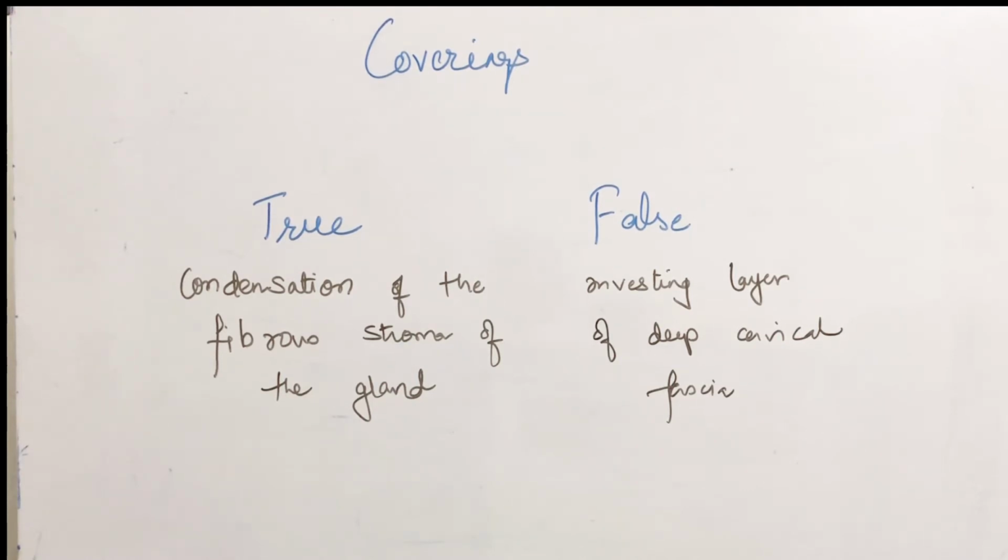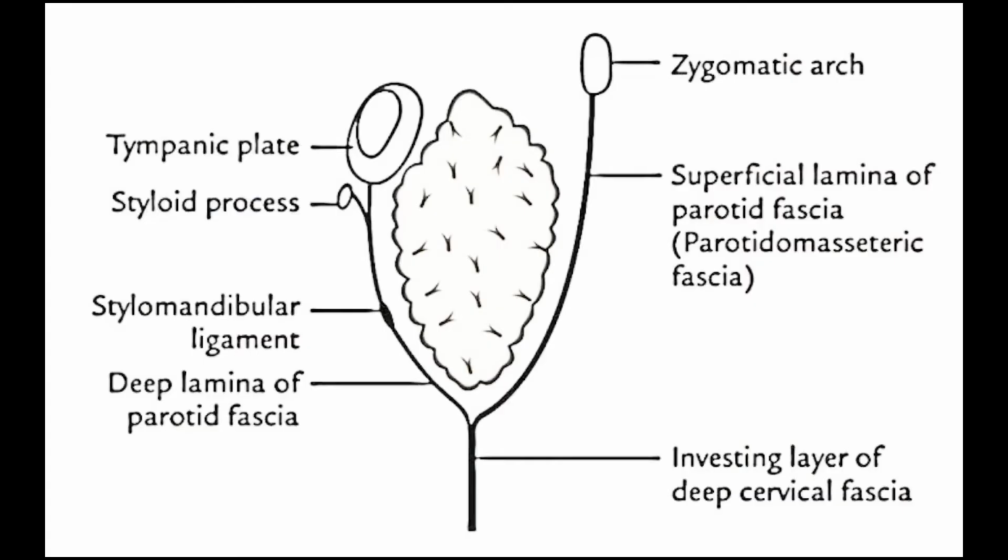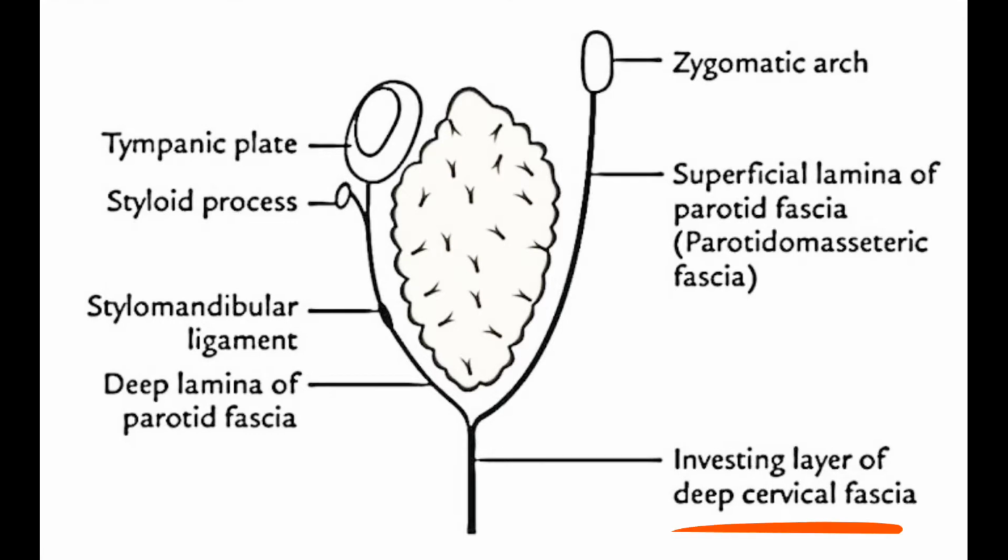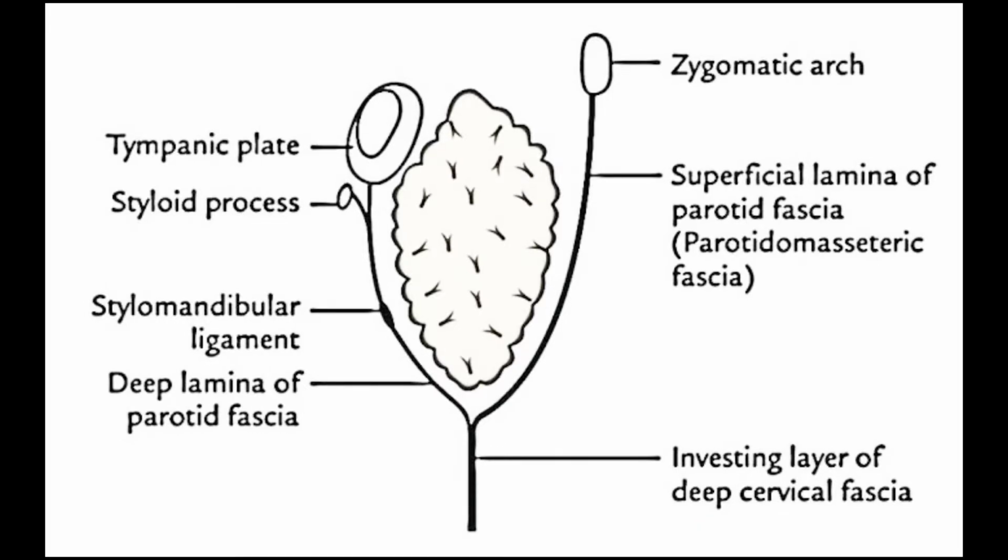True capsule is formed by the condensation of the fibrous stroma of the gland, whereas the false capsule, which is also known as the parotid sheath, is formed by the splitting of the investing layer of deep cervical fascia. So after splitting, there is a superficial lamina and a deep lamina.